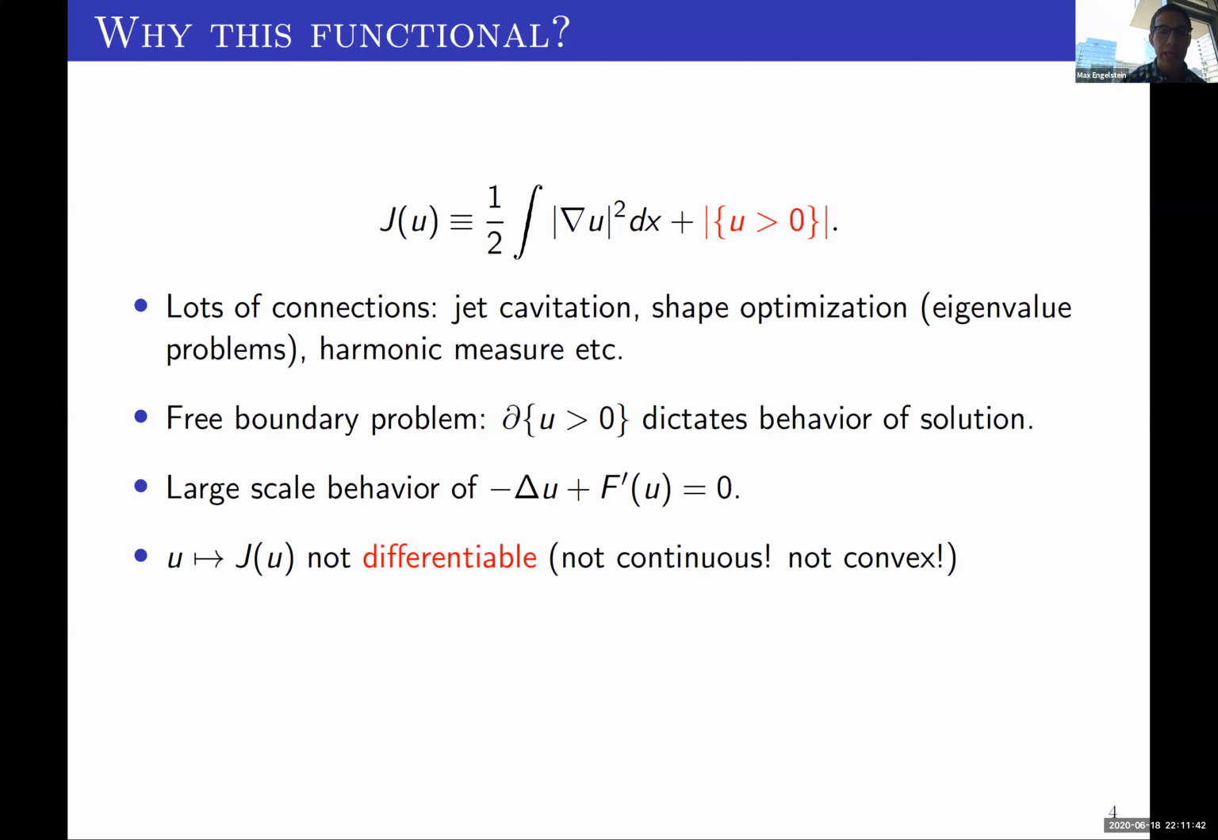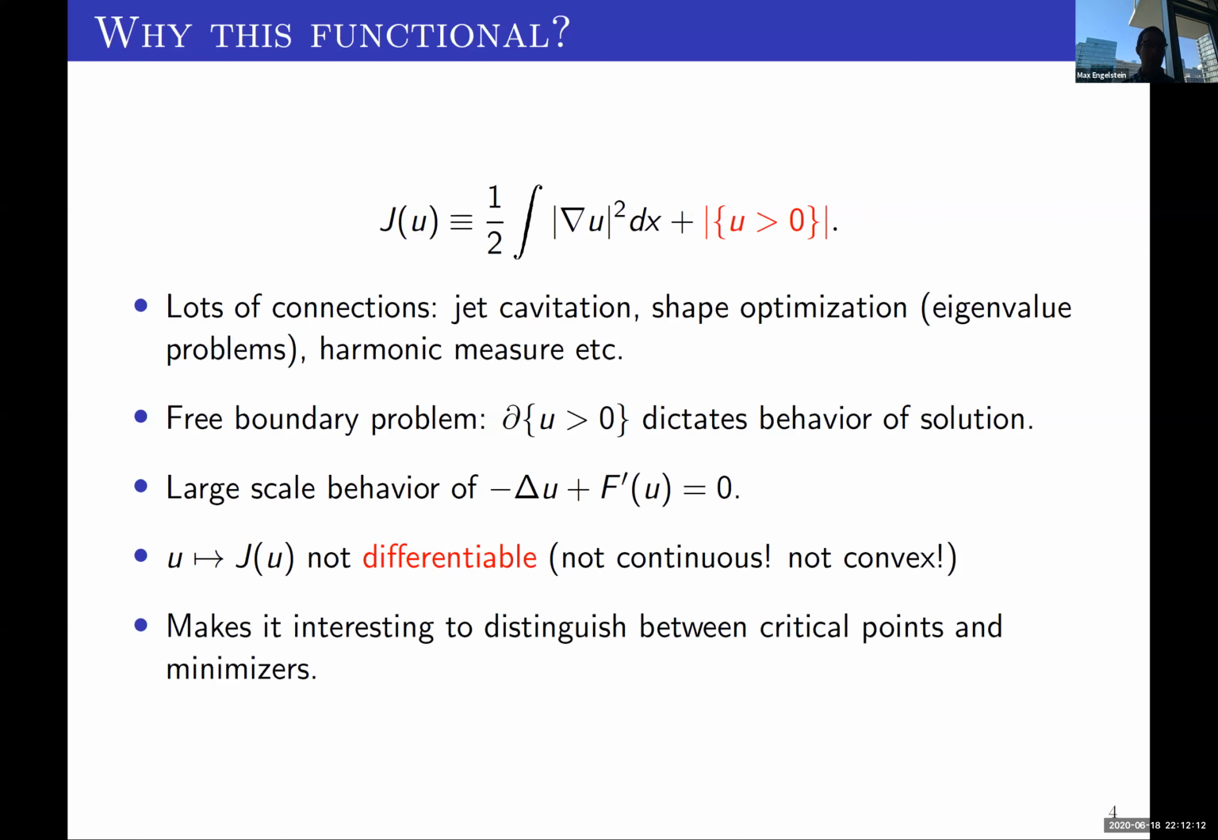This functional is particularly interesting because it's not differentiable. In fact, it's not continuous or convex. And so a lot of the standard techniques that we use to prove regularity are not going to be available for us here. Right? I mean, this part does everything you want it to, but this part doesn't act continuously if u is simply in W^{1,2}, say. It doesn't even act continuously if u is in C infinity.